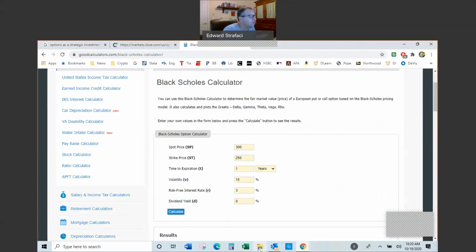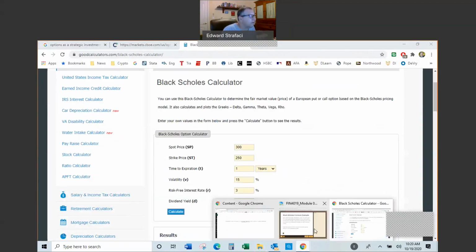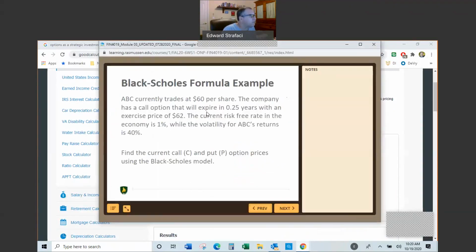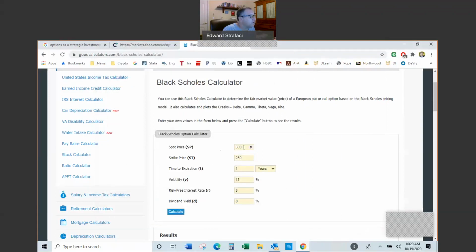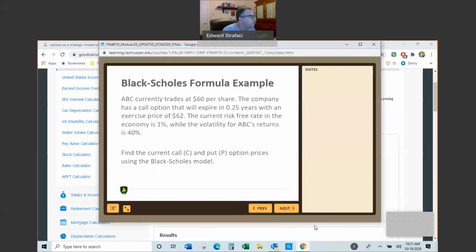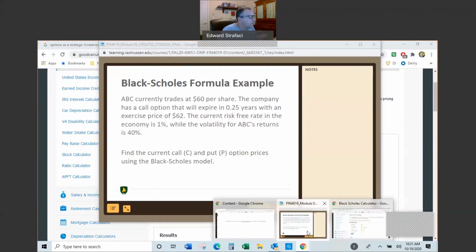Let's hope it works. So what's the strike price? They call spot price the same as the stock price. It currently trades at 60. So let's plug 60 in here. And the strike price, the price we want it to go to, is 62. And the time to expiration is 0.25 of a year. Volatility, we were told, was 40%. That only leaves, what's our risk-free rate? Risk-free rate is 1%. So what's the call price?